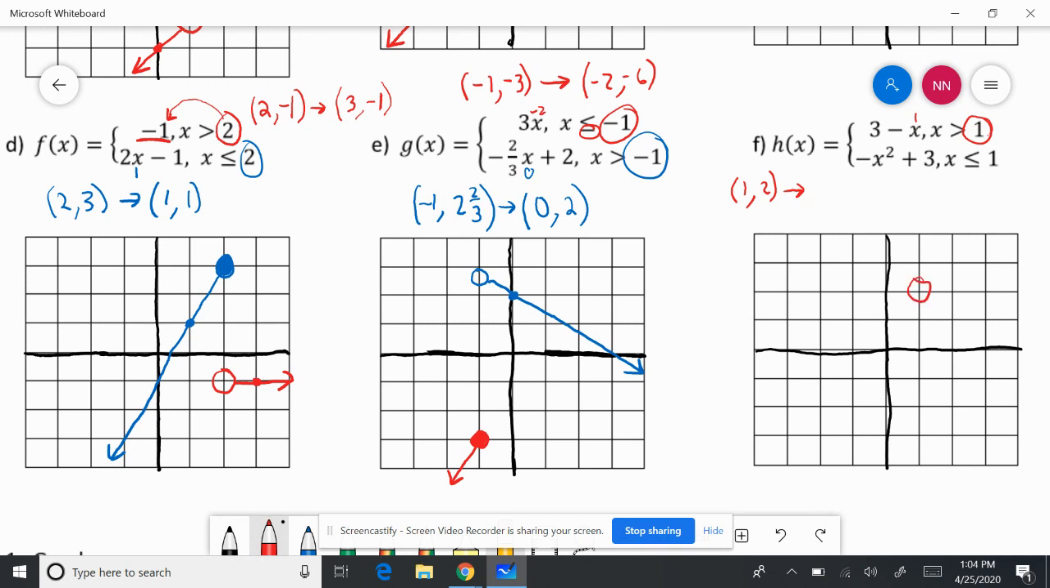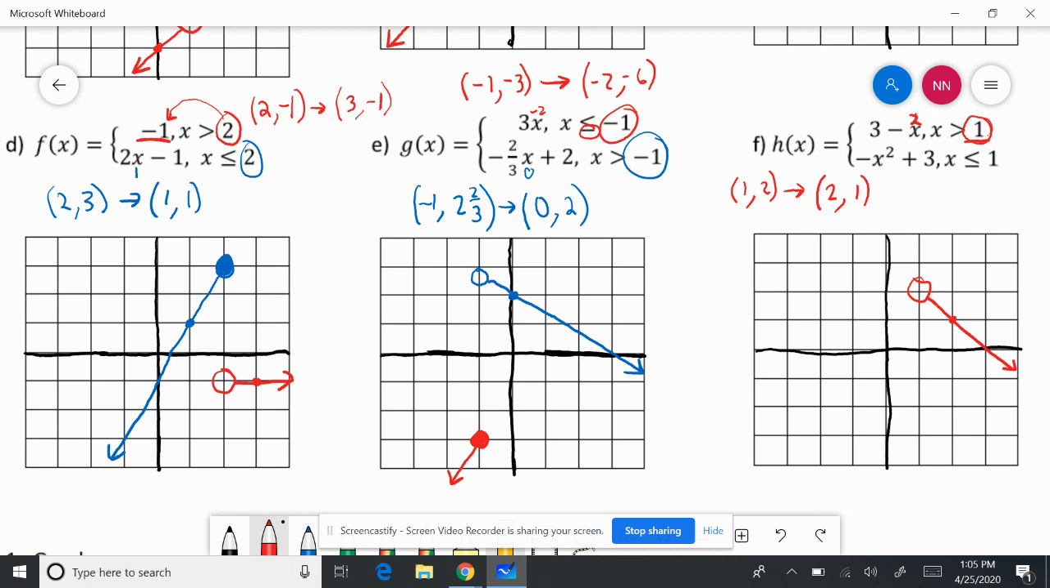Notice it's an open circle, and the reason that it's an open circle is because this is not equal to, it's just greater than. Now I need a number greater than 1, so I'm going to pick 2. When I plug in a 2, 3 minus 2 is 1, so I have 2, 1. It's a linear equation, so I'm drawing a straight line.